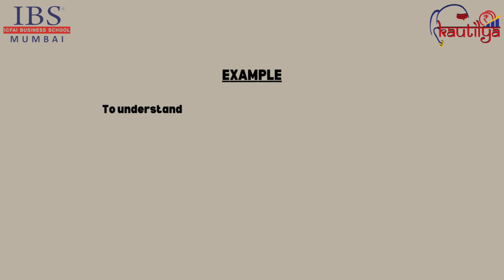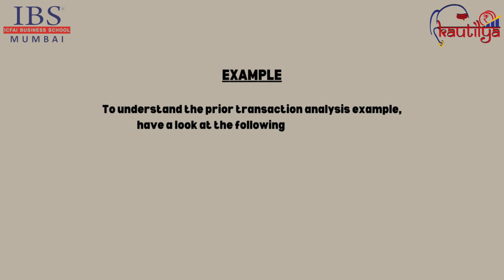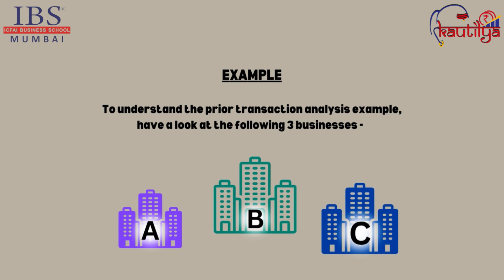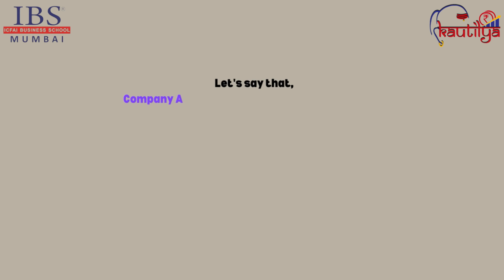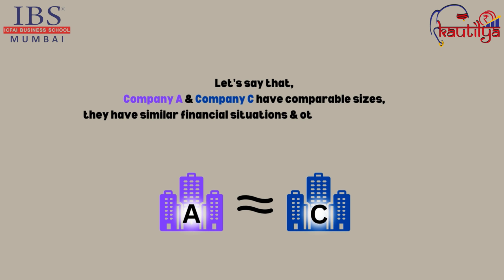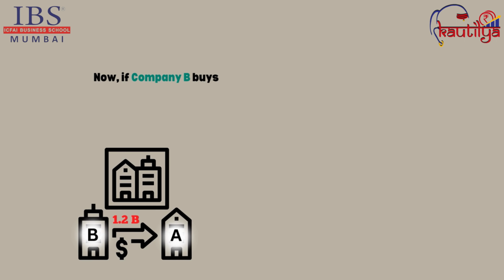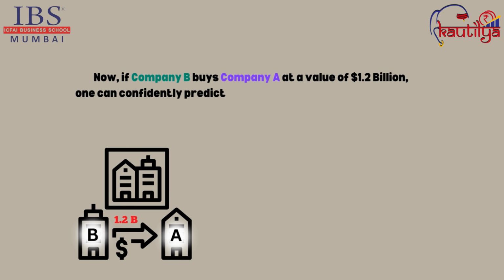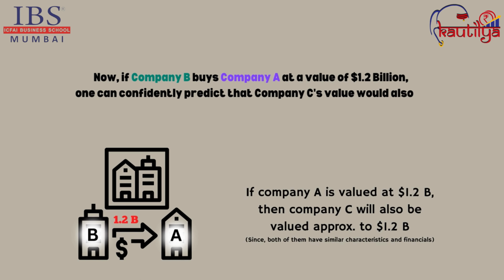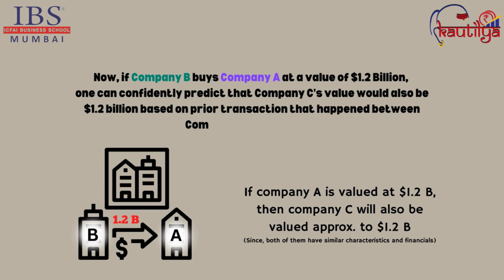For example, to understand a precedent transaction analysis example, have a look at the following three businesses A, B and C. Let's say company A and company C have comparable sizes, and they have a similar financial situation and other characteristics. Now, if company B buys company A at a value of 1.2 billion, one can confidently predict that company C's value would also be 1.2 billion, based on the prior transaction that happened between company B and company A.